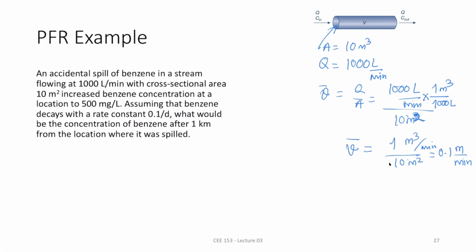The concentration of benzene increases at a location to 500 milligrams. So at one location, at distance d equal to 0, the concentration is 500 milligram per liter. That means that's where you just dumped all the stuff. And the rate is given. Rate constant is 0.1 per day. Now I ask you what would be the concentration of benzene 1 kilometer from the location where it was spilled. So I give you the distance. At d equal to 1 kilometer, I ask you what the concentration would be. Okay.